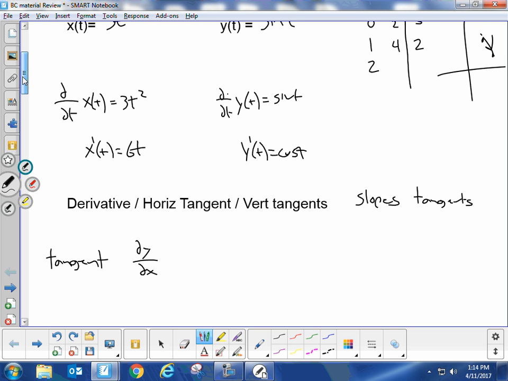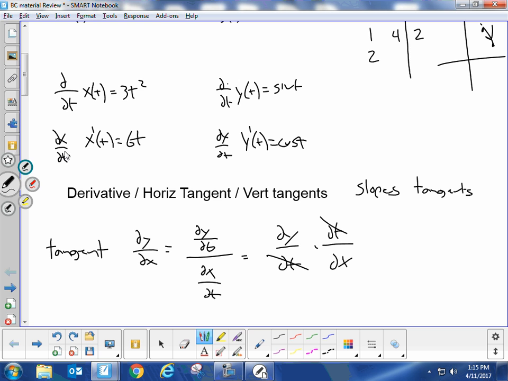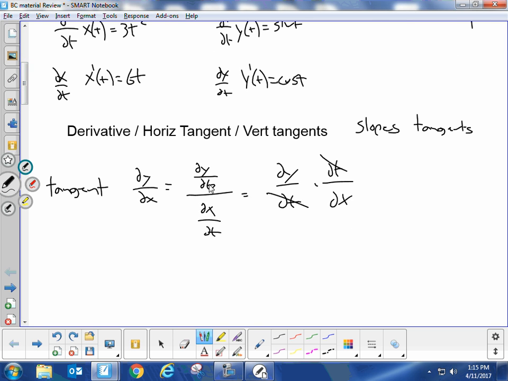Okay, well, dy dx is what I want, but what I have here is actually dx dt and dy dt. It turns out if I just take dy dt and divide by dx dt, so just take the derivative of the y function and the derivative of the x function, the dt's will cancel, and I'll have dy dx. So if you want to find the slope of a tangent, you just need to take the derivative of y and divide it by the derivative of x, with both of them being with respect to t.